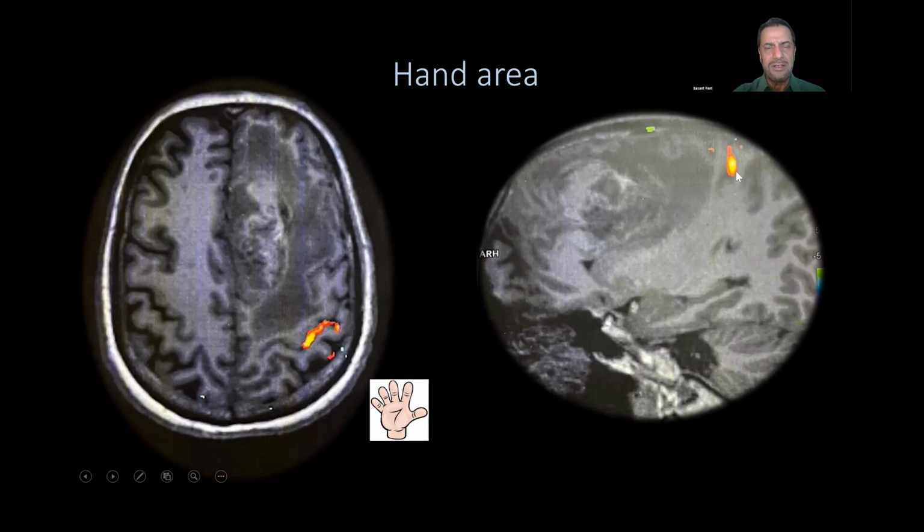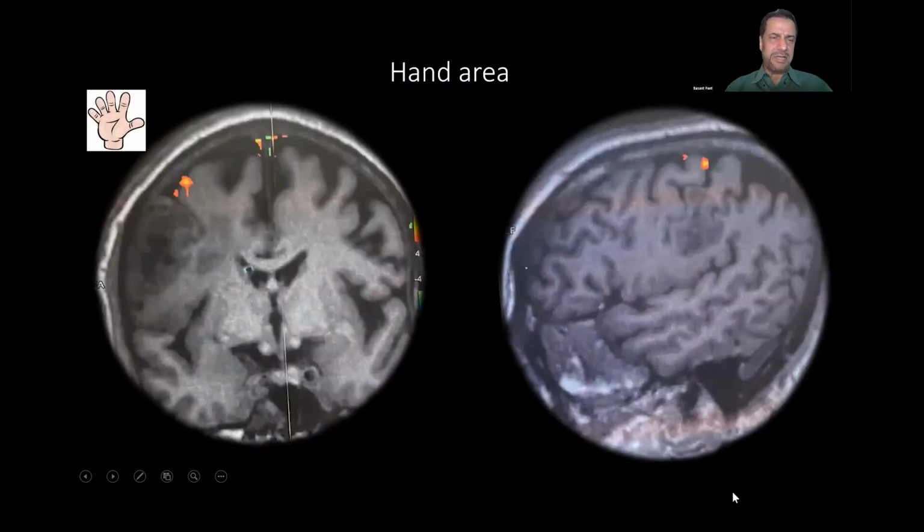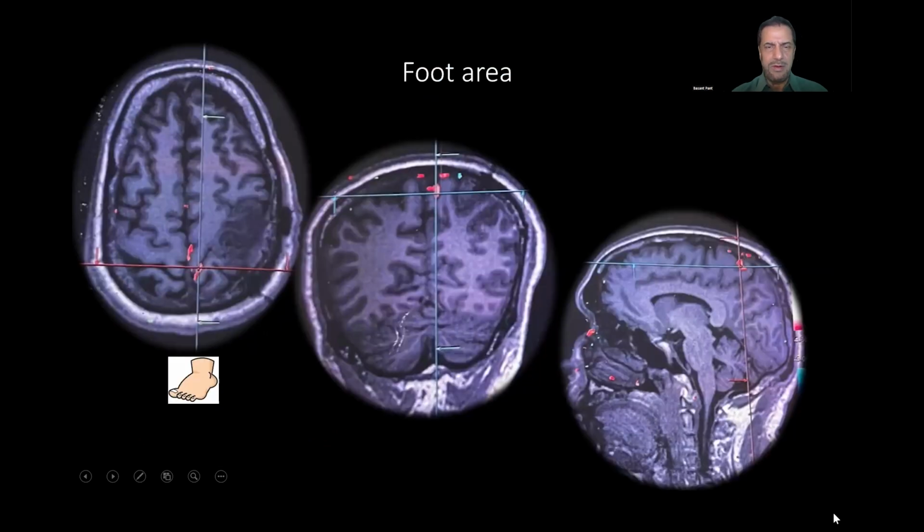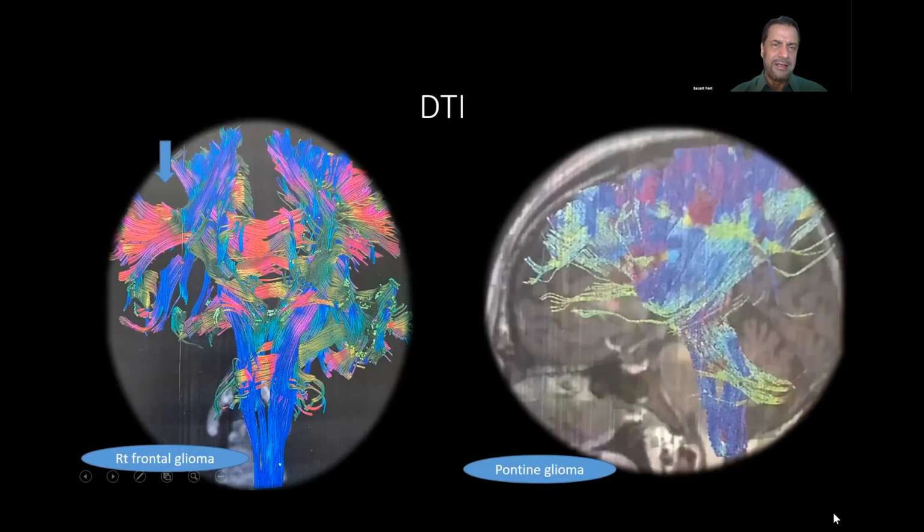So that is the hand area on sagittal image. And again, the hand area is pushed upward in this case, so you know how to avoid it. Similarly, the foot area, which is in the central area, is pushed posteriorly in this tumor. So superior posteriorly, again medial posterior in this tumor. So that is the foot area.